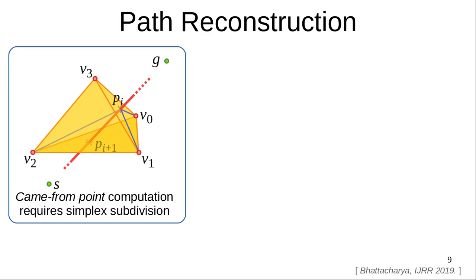So once we have computed the g-scores of all the vertices up to the goal, and we are now trying to reconstruct the path, we have to kind of follow this gradient, descend the gradient of the g-score. But in doing so, we have to take our path through the simplices, right? And in order to correctly do that, we have to subdivide the simplices through which this path goes in order to get the correct path.